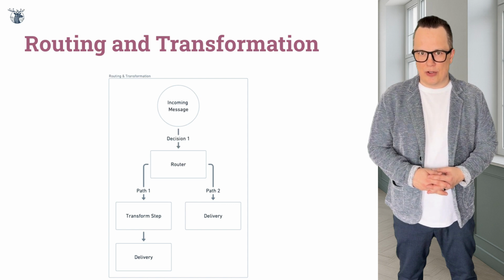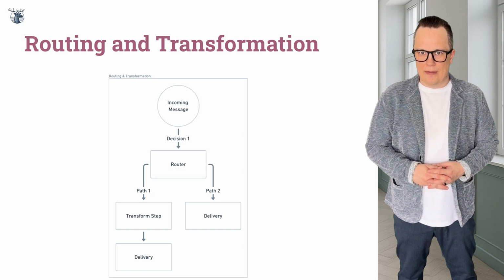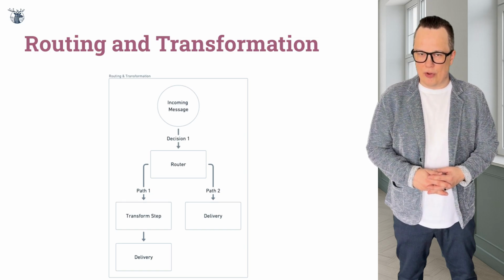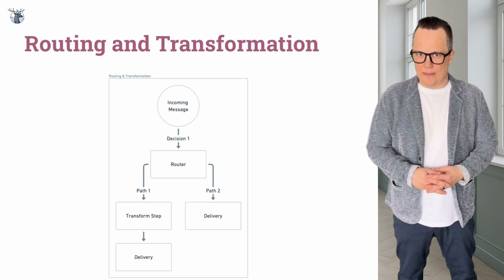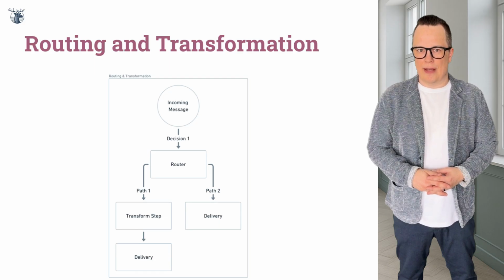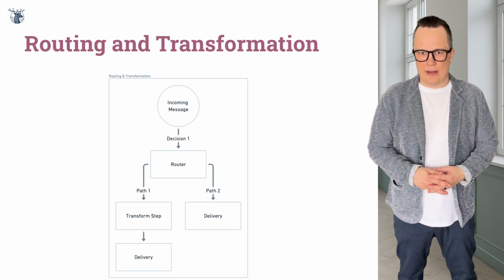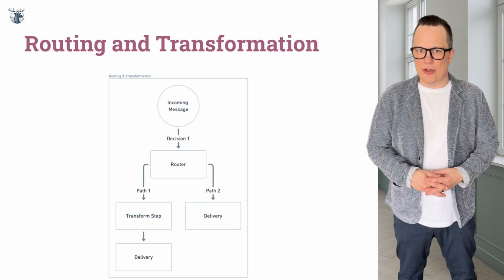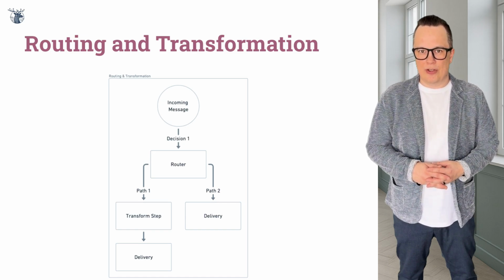Often these 2 patterns are used together. First, we route the message to the right place. Then we transform it into the right format. Without these steps, systems would constantly fail to understand each other. So, routing makes sure the message gets to the right place. Transformation makes sure the message is understood when it gets there. Simple idea, but absolutely essential in integration work.